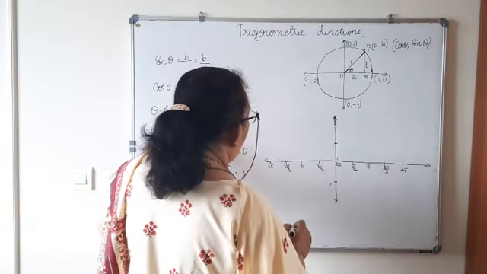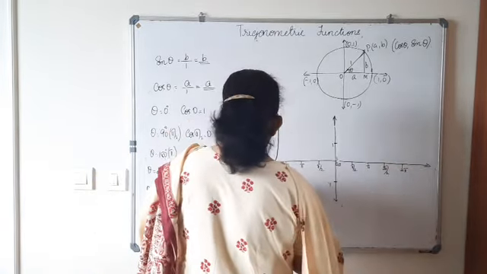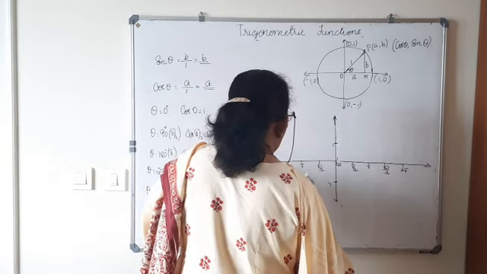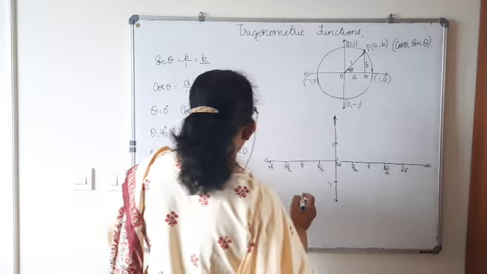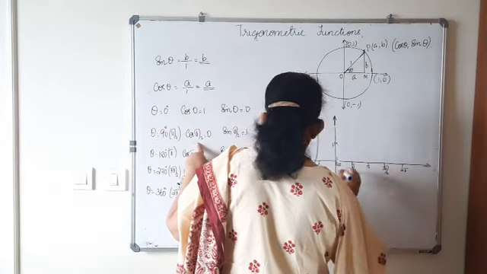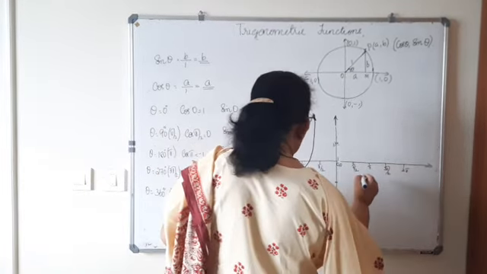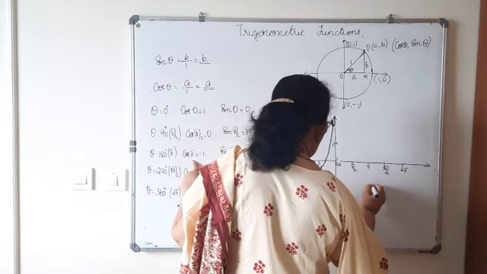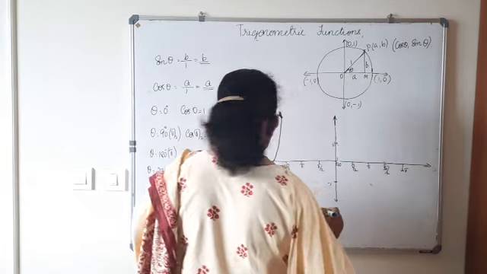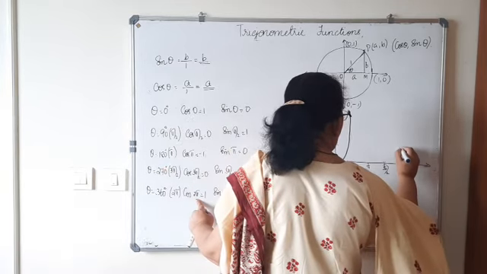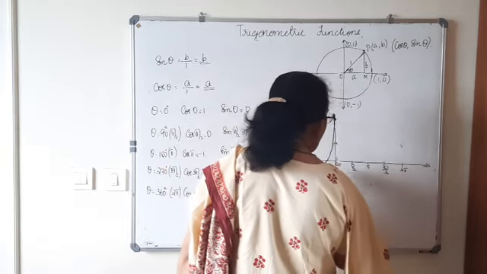What is cos 0? Cos 0 is equal to 1. Cos 90 is 0. Cos pi is minus 1. Cos 3 pi by 2 is 0. Cos 2 pi is 1. Smooth curve.